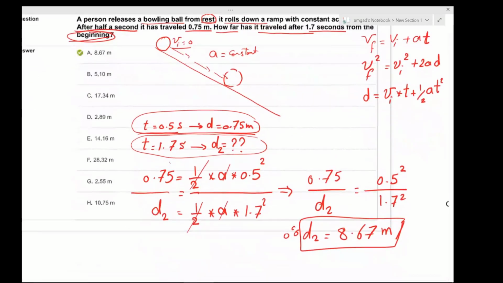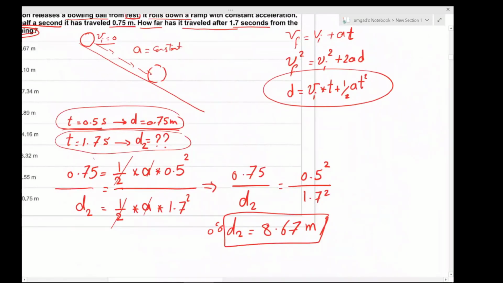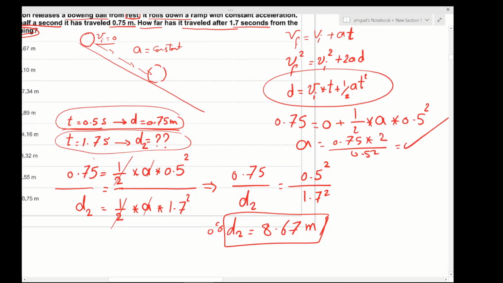Doctor, how do you find the acceleration in this question? The same equation. Distance, 0.75, equals V initial t, which is 0, plus half times acceleration times 0.5 squared. So you can find the acceleration here. It will be 0.75 times 2 over 0.5 squared. So you will get the acceleration directly. Okay, thank you. You are welcome.